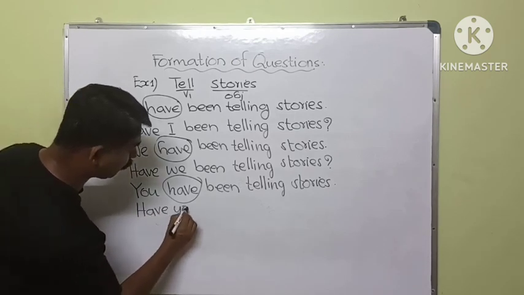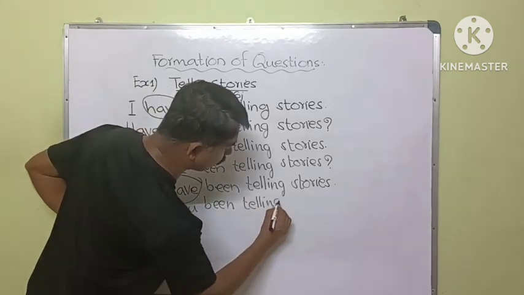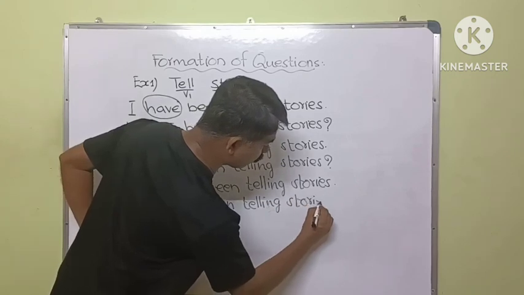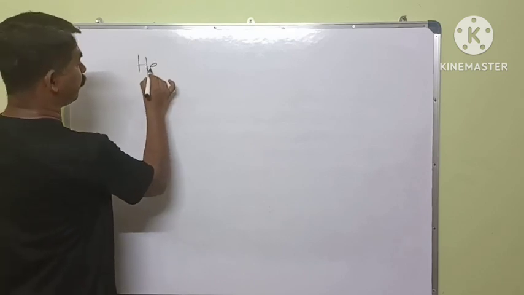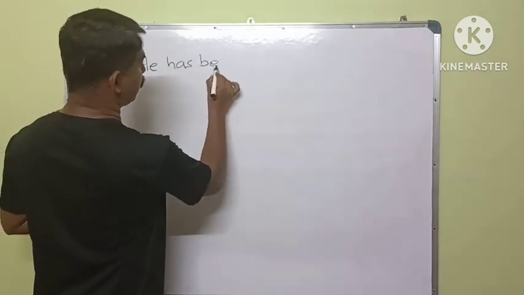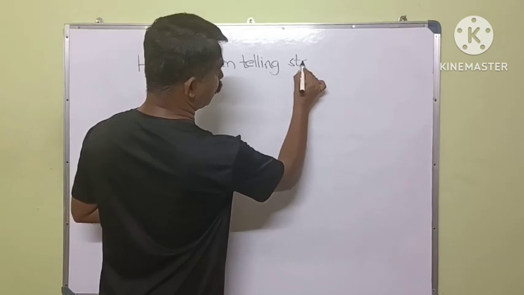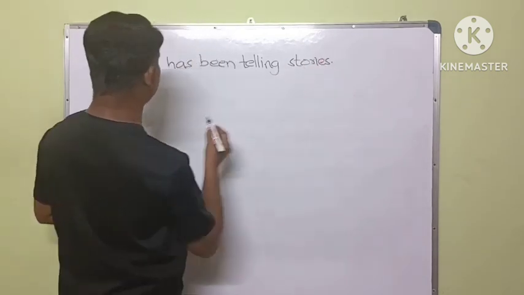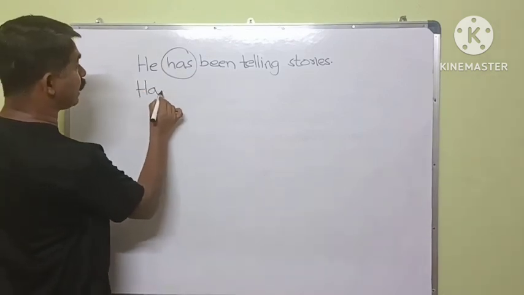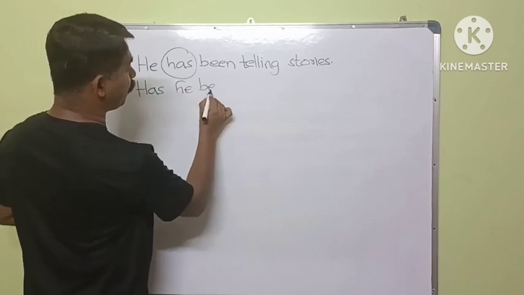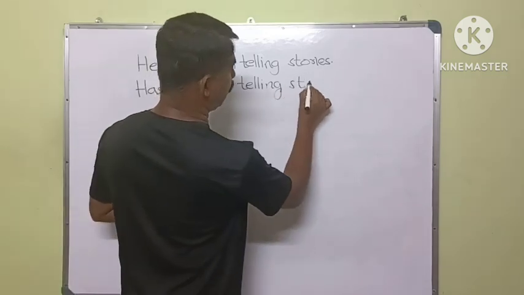Have you been telling stories? Question mark at its end. Next sentence, he has been telling stories, full stop. Has must be taken out and placed at the beginning of the sentence. Has he been telling stories?